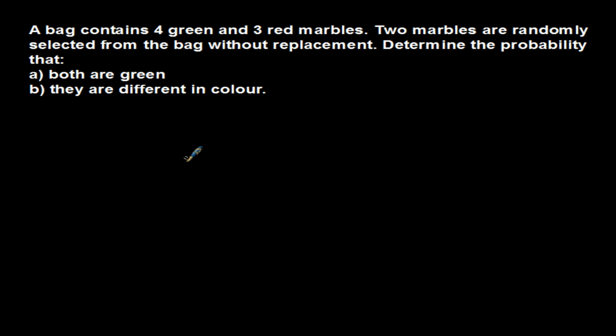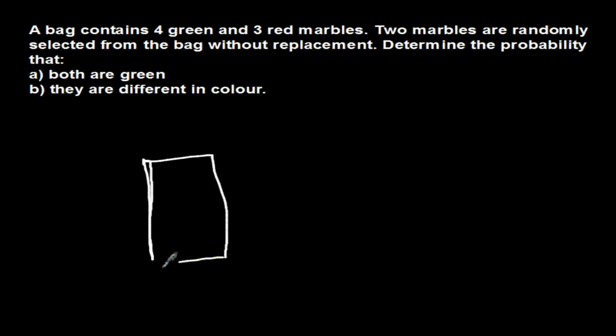Hello, in this video we're talking about probabilities, and our question is: a bag contains 4 green and 3 red marbles. 2 marbles are randomly selected from the bag without replacement. Determine the probability that both are green, part B, are different in color. So to answer this question, we're going to use a tree diagram.